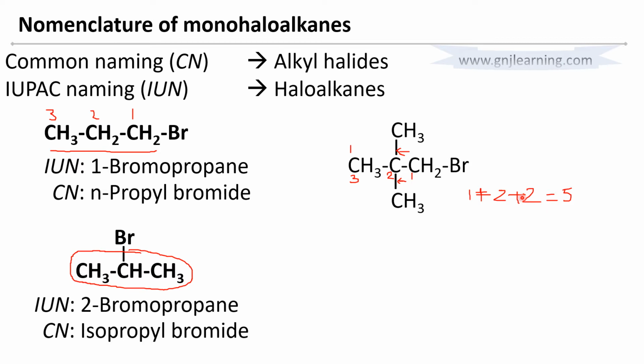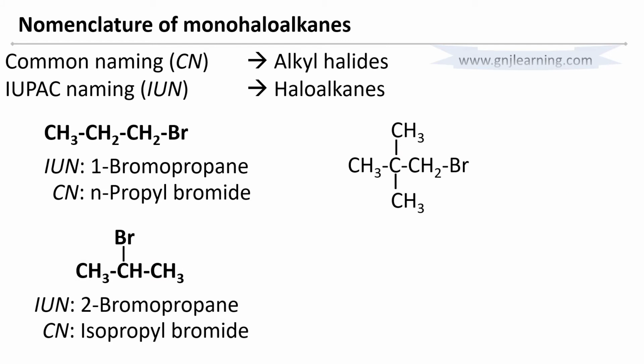On the other hand, if I am starting from this direction, the branches will be on 2 plus 2 plus 3. Counting from here, on the second carbon atom you have 2 methyl groups, then 1 on the third carbon atom. So the total sum will be 7. Which is the lowest? This is the lowest one, so I will prefer that numbering.